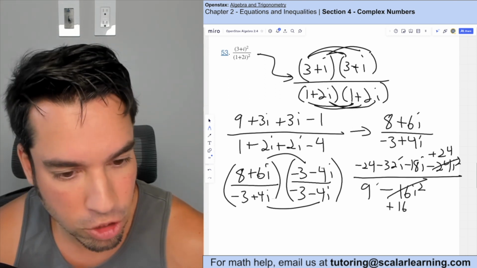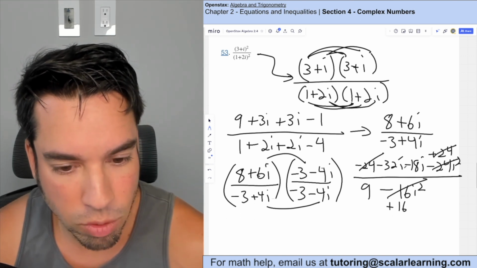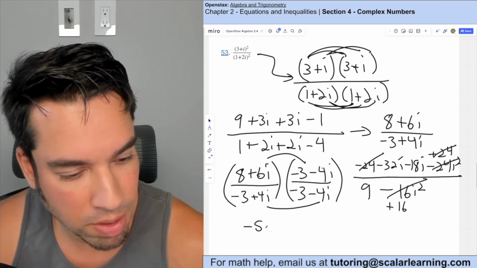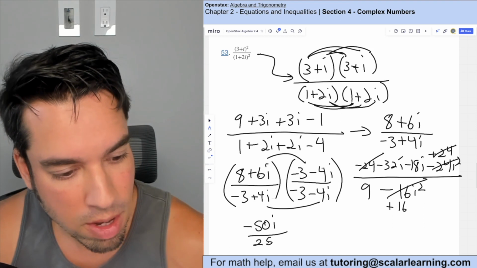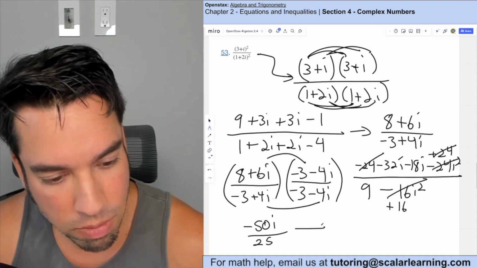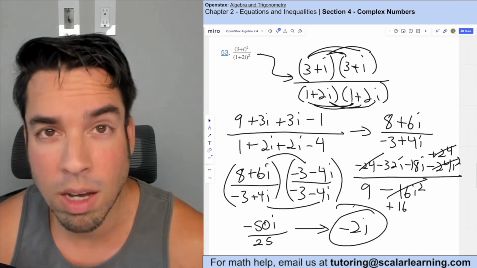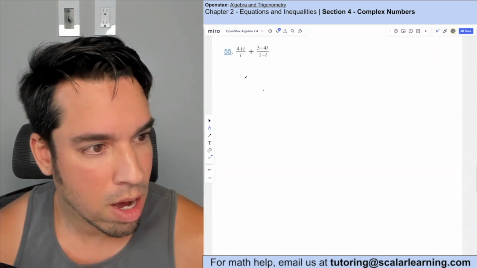All right, now let's finish it off. So negative 24 and 24 cancel out. Negative 32i minus 18i is negative 50i over 9 plus 16, which is 25. Negative 50 divided by 25 is negative 2. We keep the i there. Boom, done. For 55, we again want to remove the imaginary number out of the denominator.